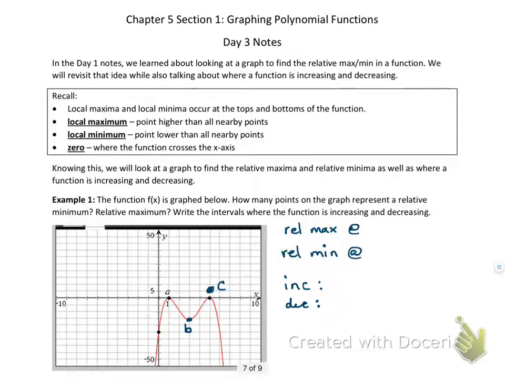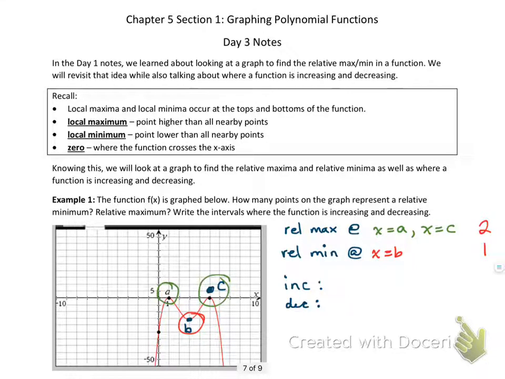So here, there would be a relative max at A and C, where x equals A and where x equals C. That's not the relative maximum value. That's where the relative maximum occurs. If I asked you to find the relative maximum value, you'd have to give the y value. So pay attention to what it's asking for. A relative minimum would occur at B. So to answer the question, it asks how many points on the graph represent a relative minimum or a relative maximum. So that would be 2 for max and 1 for min.